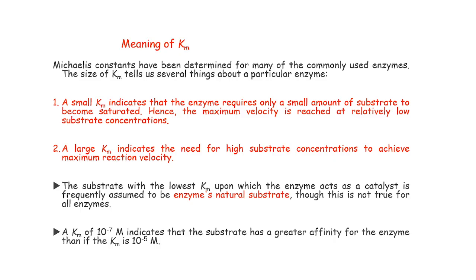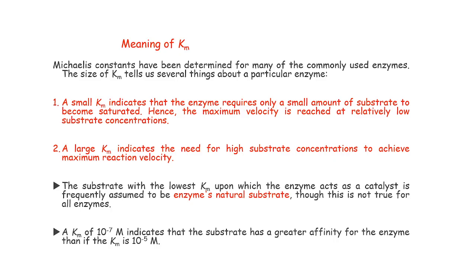Now the significance of the Michaelis constant. Michaelis constants have been determined for many commonly used enzymes. The size of this constant tells us several things about a particular enzyme. A small Km indicates that the enzyme requires a small amount of substrate to become saturated. Hence, the maximum velocity is reached at relatively low substrate concentrations. A large Km indicates the need for high substrate concentrations to achieve the maximum velocity.